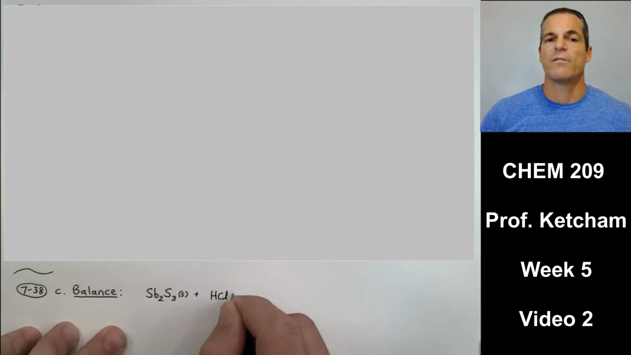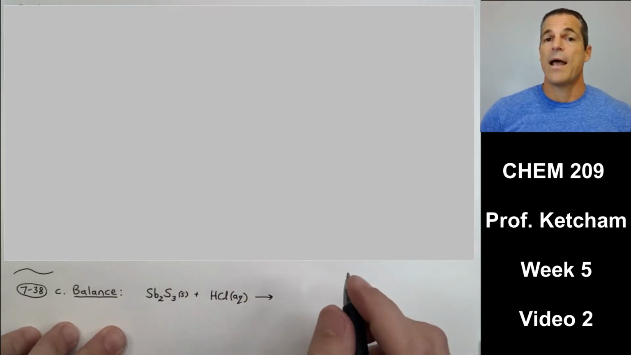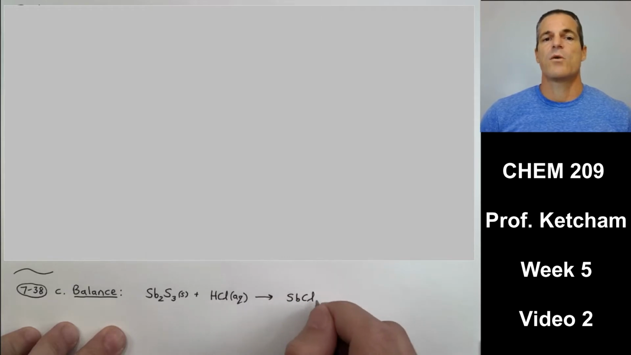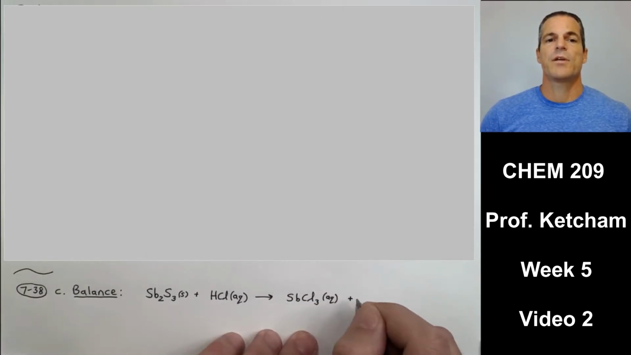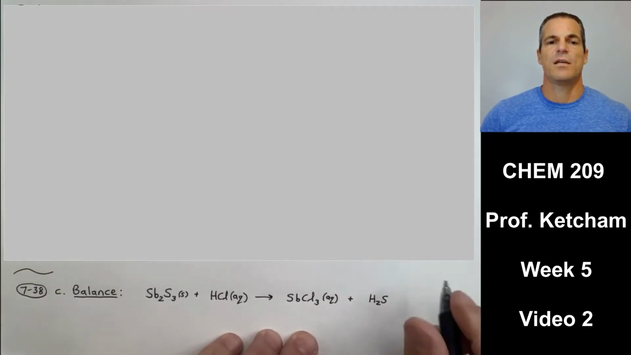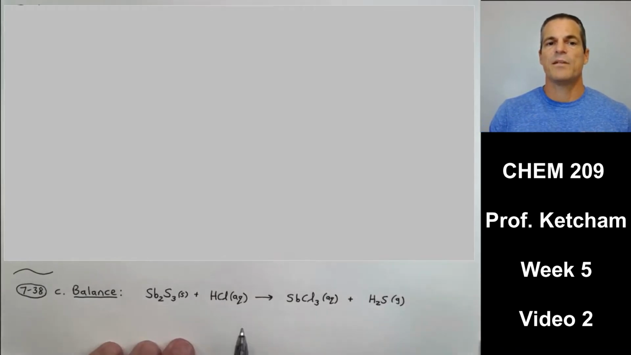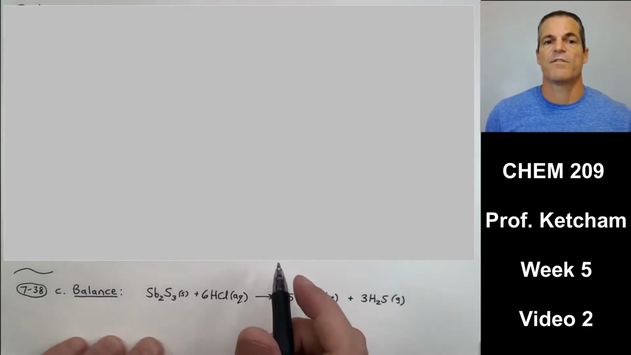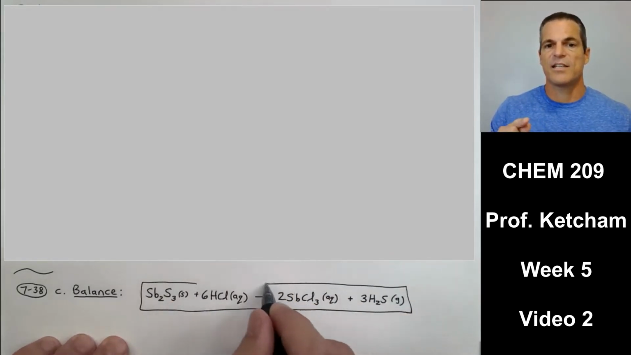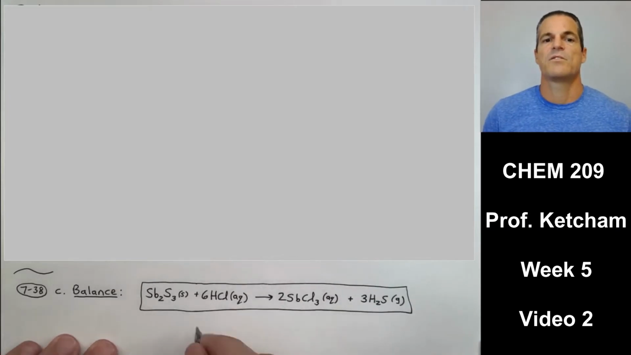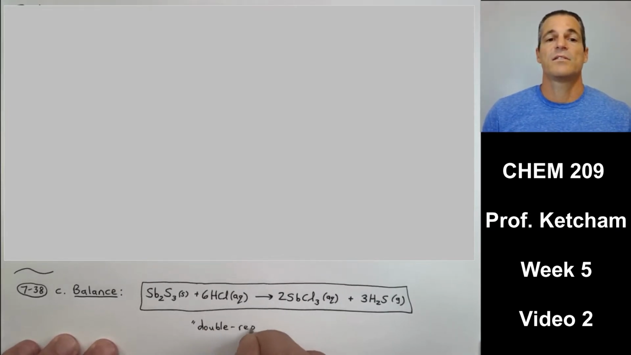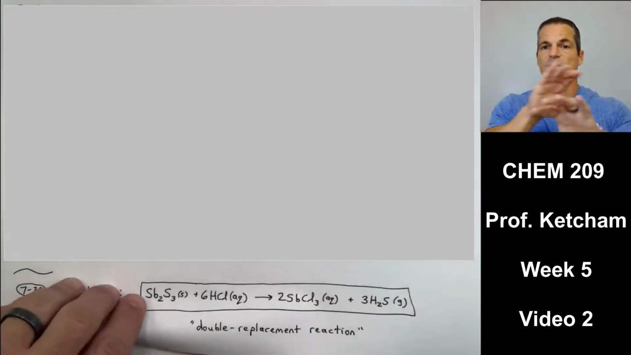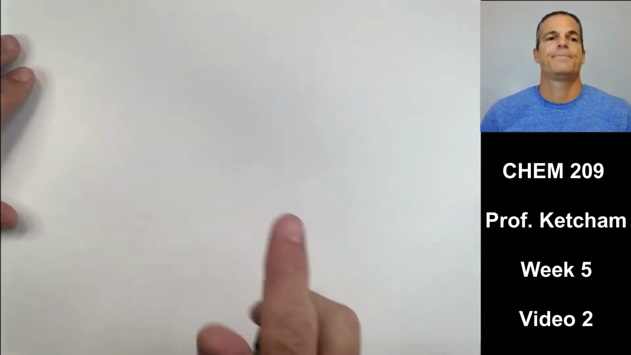We're moving on now to how to balance equations. So this is an equation, Sb2S3 plus HCl. So let's see, I see two Sb's on the left, so let's put a coefficient 2 on the right. That gives me 6 Cl's. Let's put a 6 in front of HCl, and then the 6 H works out with the 3 H2S. Okay, so this is a double replacement reaction, right? The Sb and the H flip-flop and take the other anion.